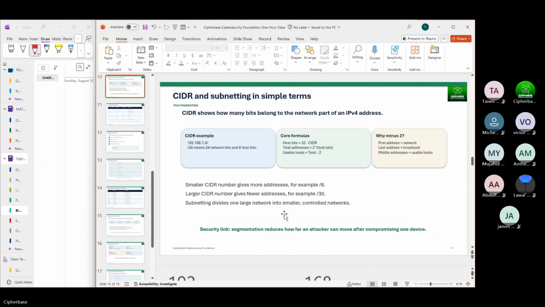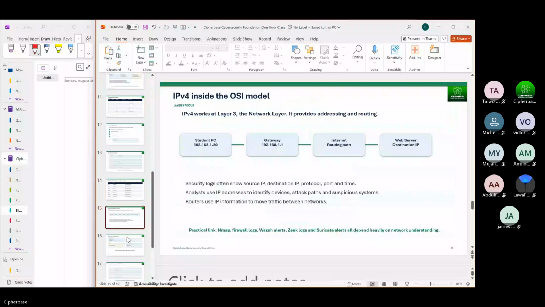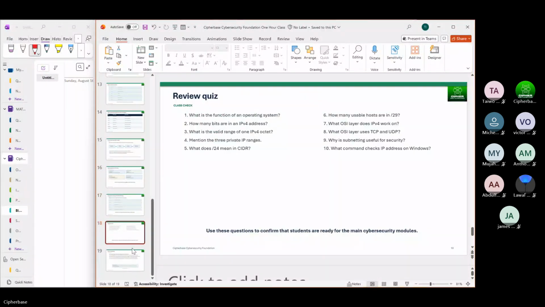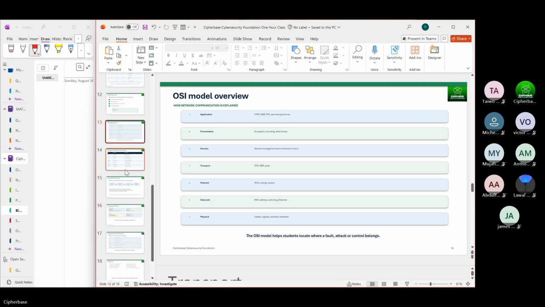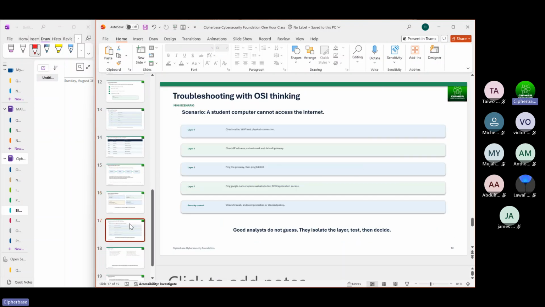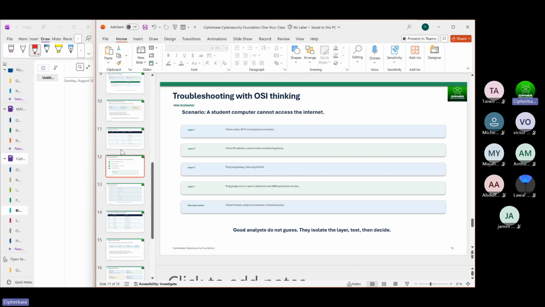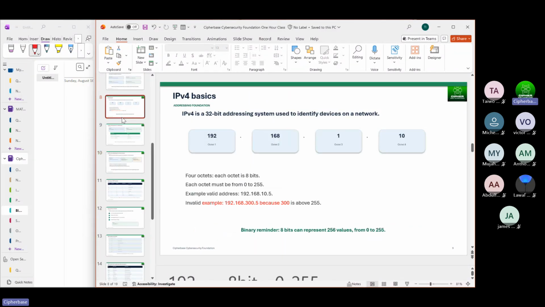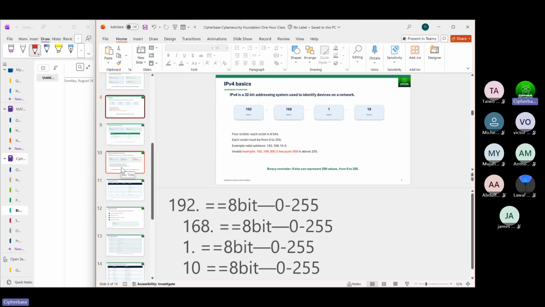Sorry. I think we are not... Sorry, I'm trying to locate where we are. Okay, we are yet to be here. OSI model. Okay, I think this is where we are now. Okay, this way.